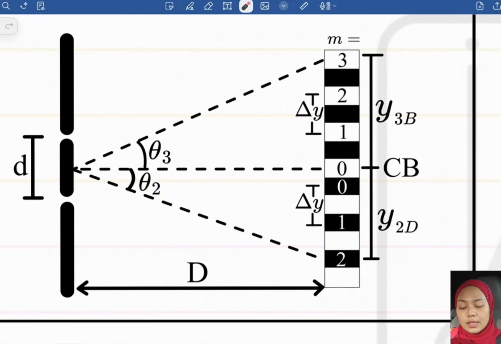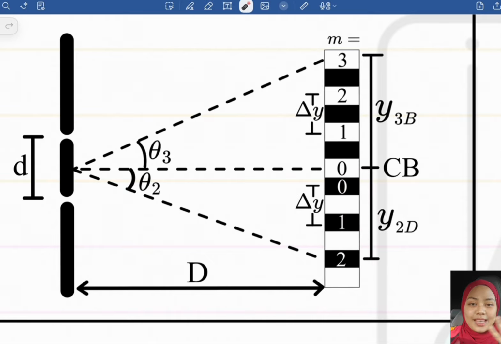If I want to get the distance from the central bright to the second order dark fringe, I'm going to call it Y2D. So remember, this is the zeroth order, even though this is the first dark fringe. So first, second, third dark fringe, the order is 2. So do not get confused.